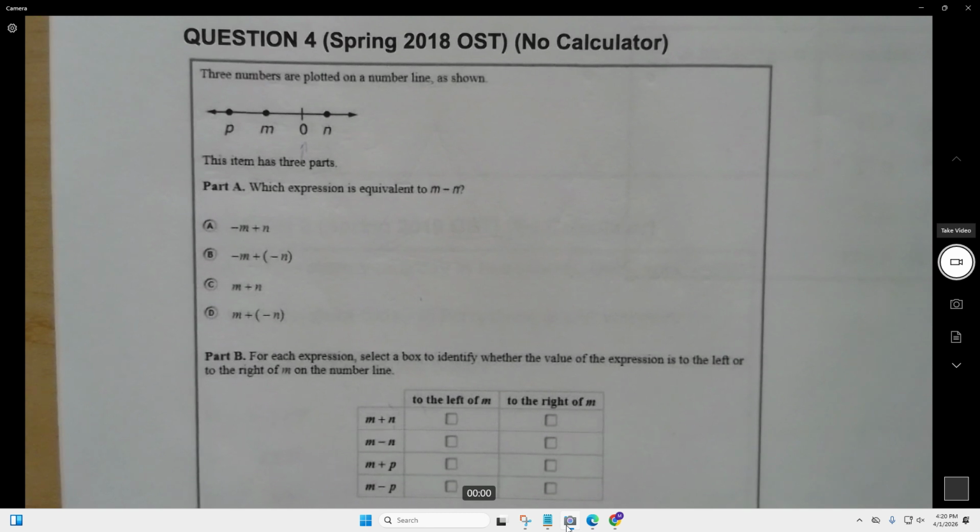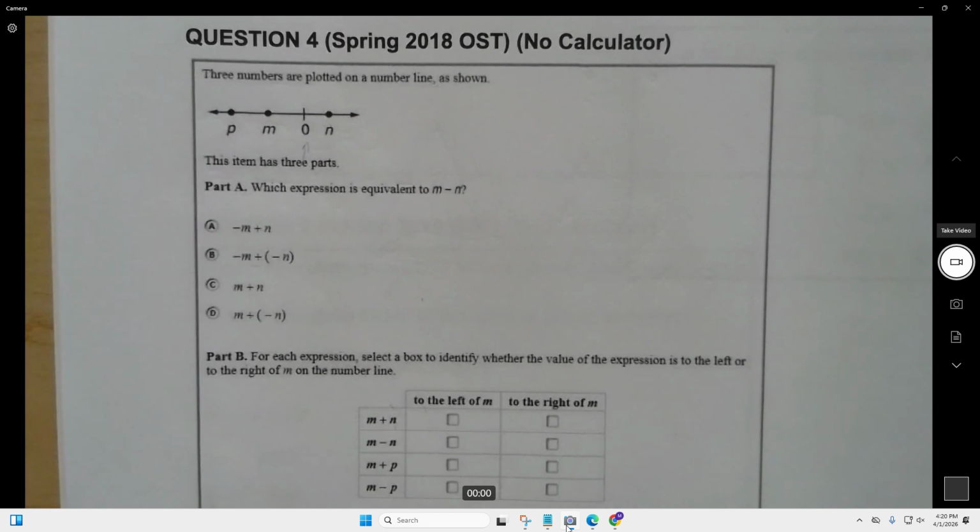This item has 3 parts. So this is potentially a 3-point question. When we talk about needing 15 points to get to basic, or 24 points to get to proficient, this one question, if you get all 3 parts right, makes up over 10% of that journey. In the sense of getting the basic, this one question can make up 20% of that journey. So let's take this seriously.